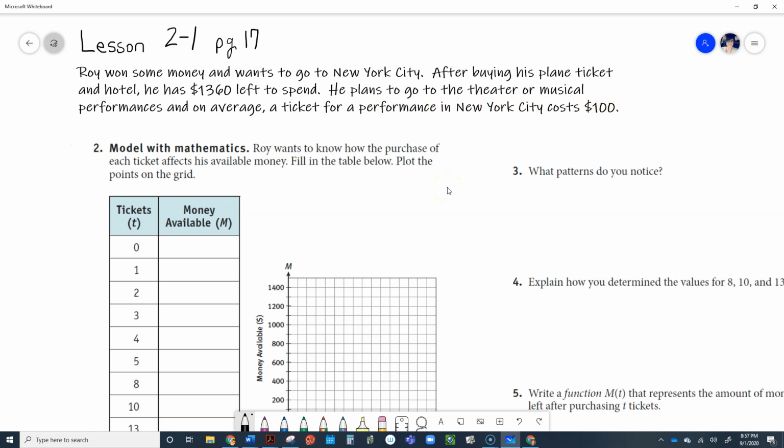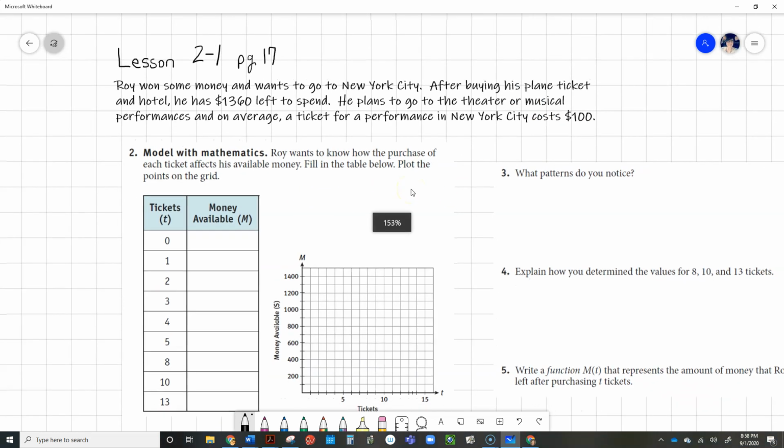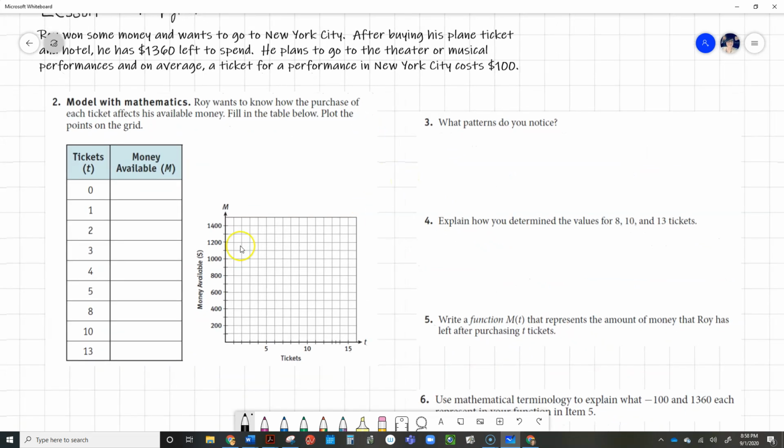So they want us to write an equation. Now, you don't have to necessarily write the equation by doing the table first. I guess Springboard thinks that that is the best way to start this problem. But you should also be able to read this problem and go straight to number 5. Write a function that represents the amount of money that Roy has left after purchasing T tickets. I am going to start off here.